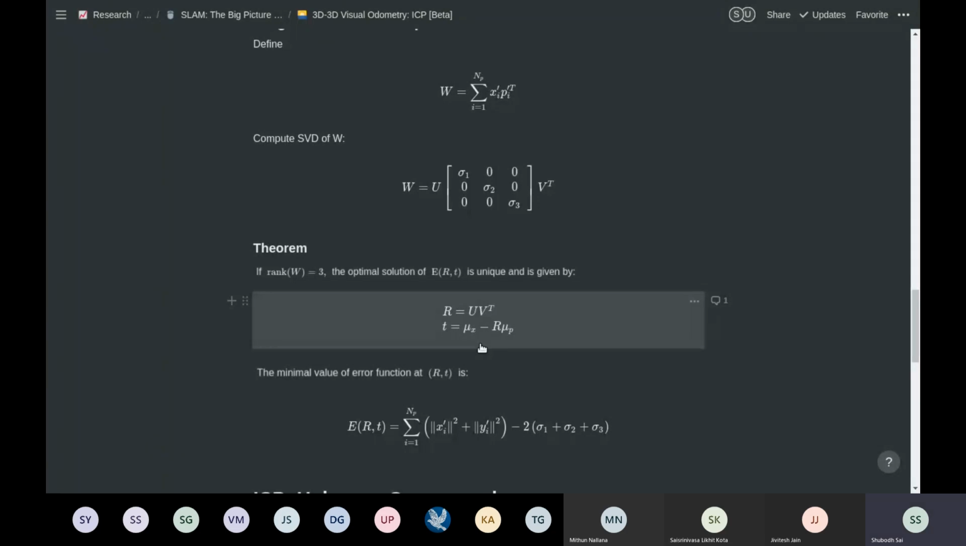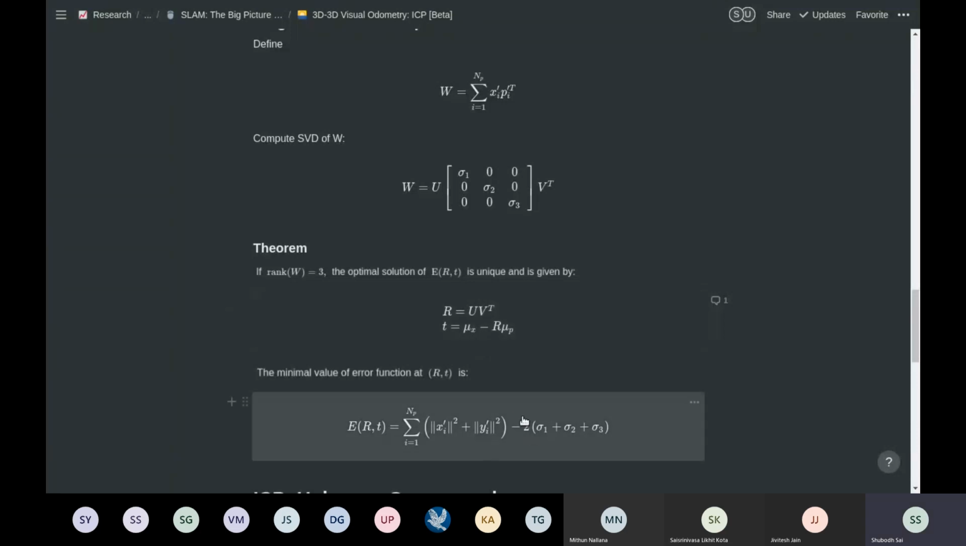Once you have corrected for rotation, you can just subtract the centroids between those two point clouds. Basically, they are facing the same orientation, so I can just subtract those two centroids to get how much they're translated by.